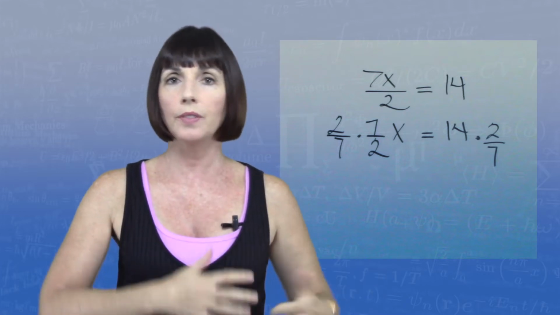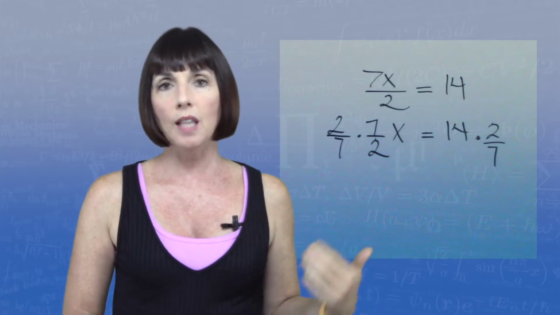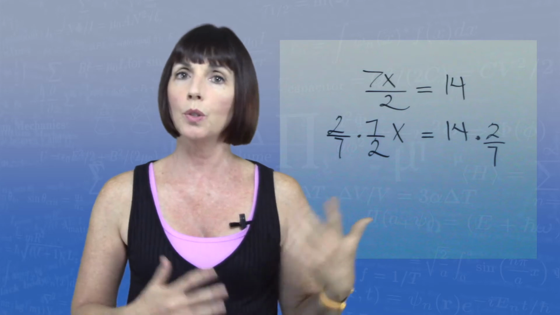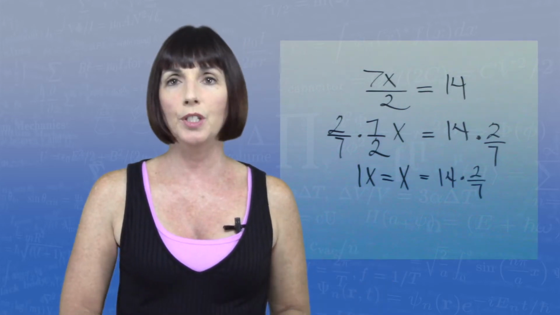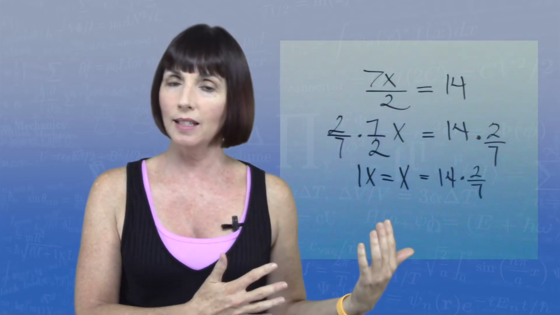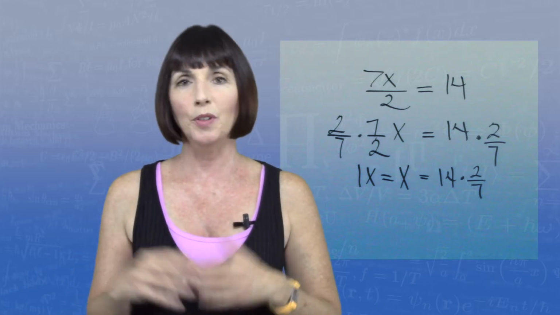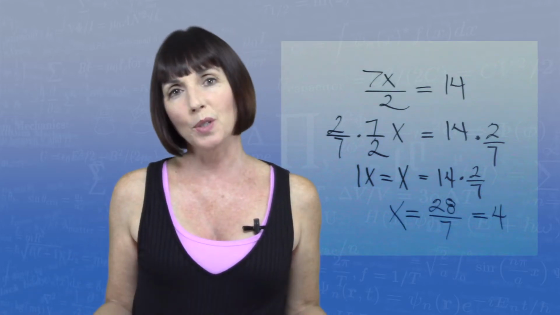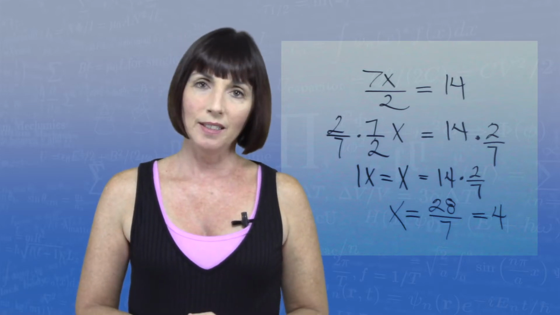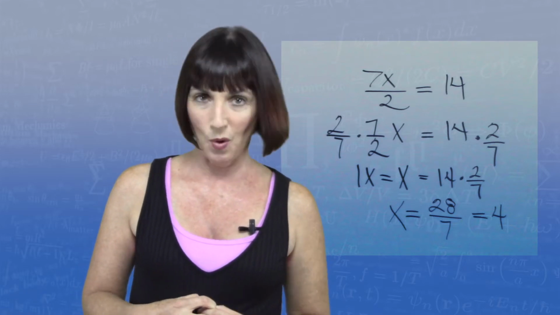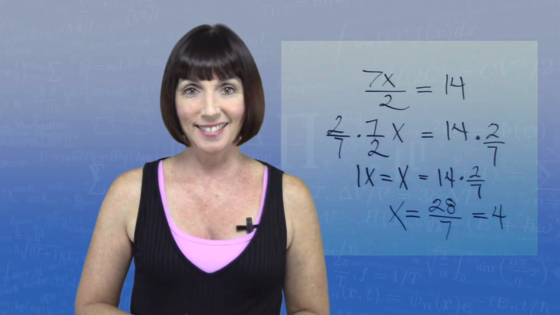Okay, so on the left, same thing. 2 over 7 times 7 over 2 is just 1. So on the left side, we just have 1 times x, or x, equals 14 times 2 over 7. Let's simplify that. 14 times 2 is 28, divided by 7. 28 divided by 7 is 4. That's all there is to it.